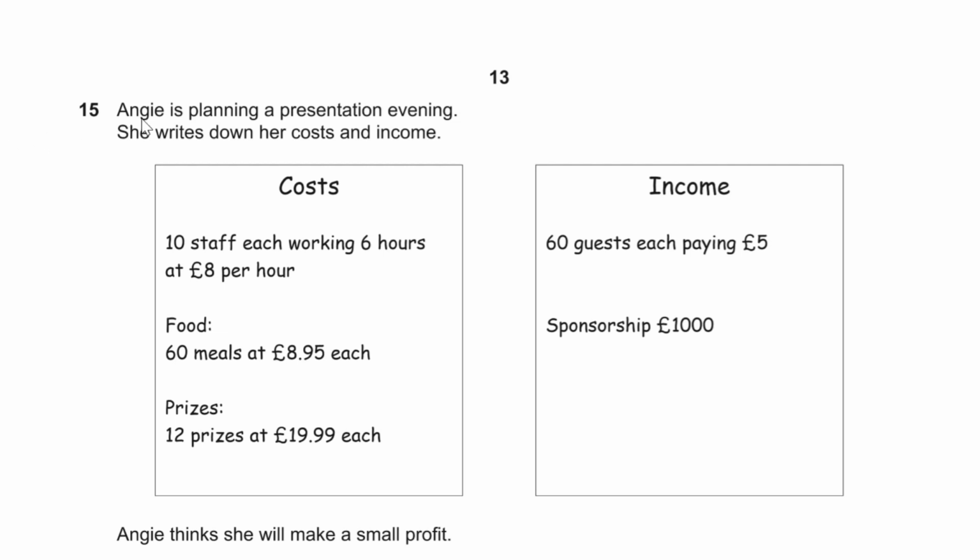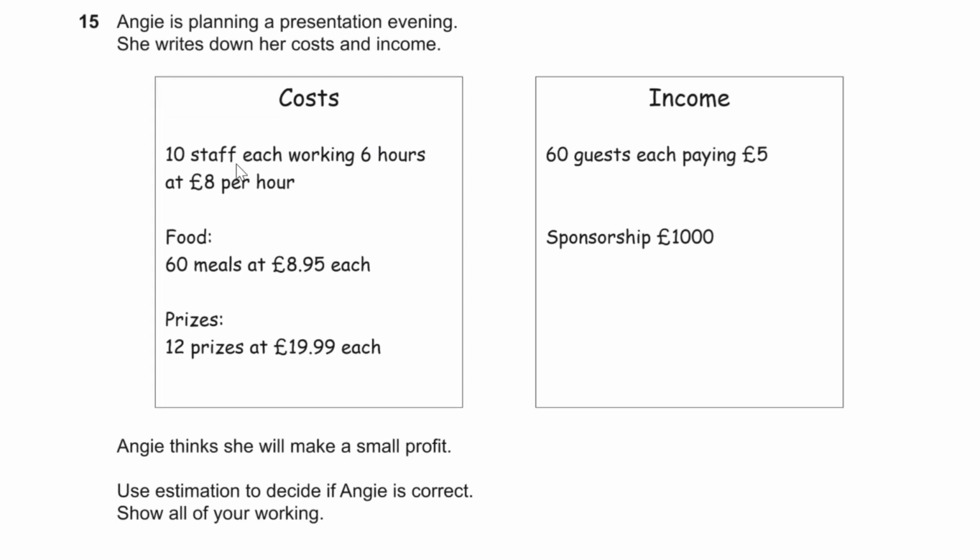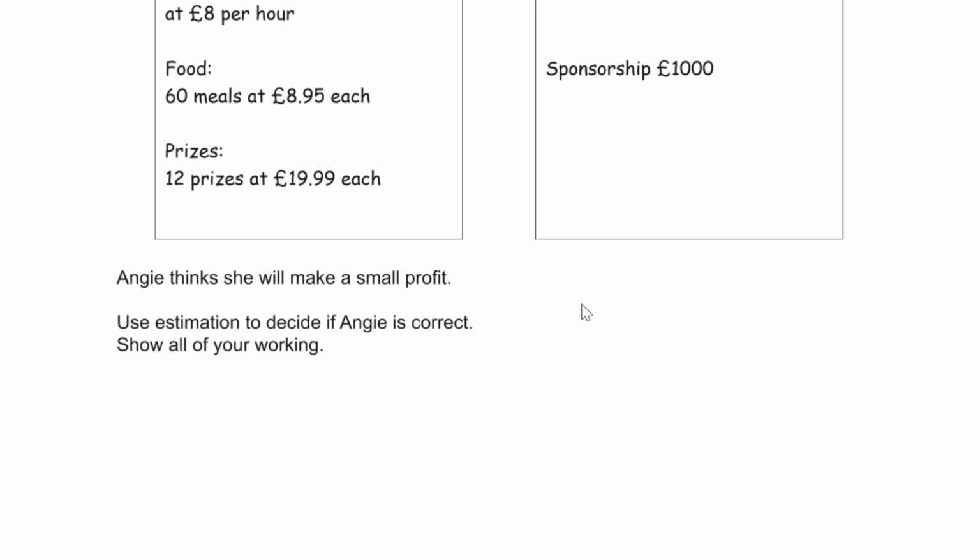Question number 15. Angie is planning a presentation evening. She writes down her costs and income. So for the costs, we've got 10 staff, each working 6 hours at £8 per hour. Food, we've got 60 meals at £8.95 each, and prizes, we've got 12 prizes at £19.99 each, and the income, 60 guests each paying £5, and sponsorship, we've got £1,000.